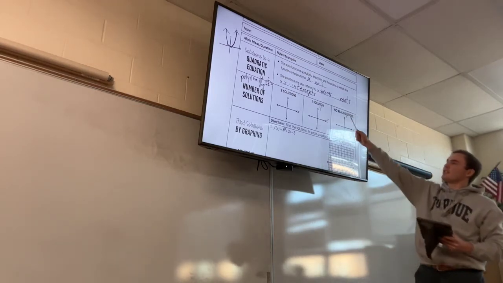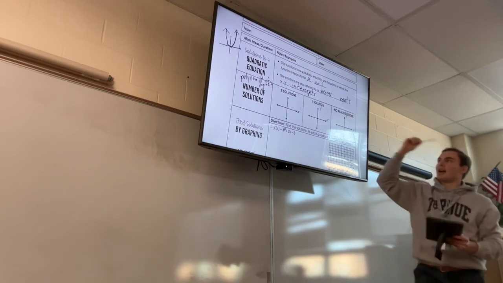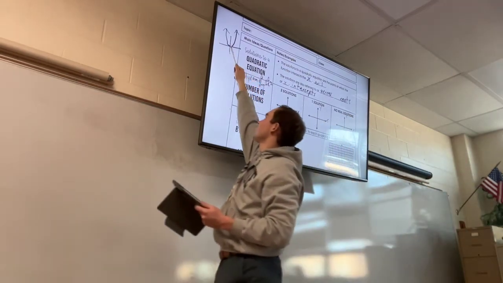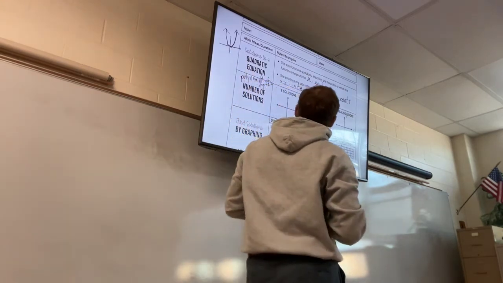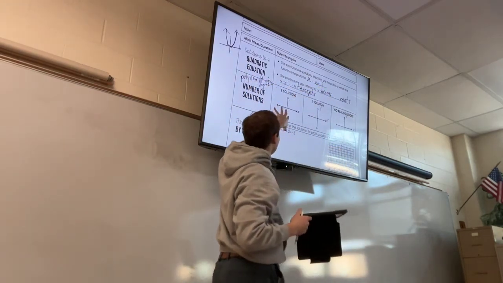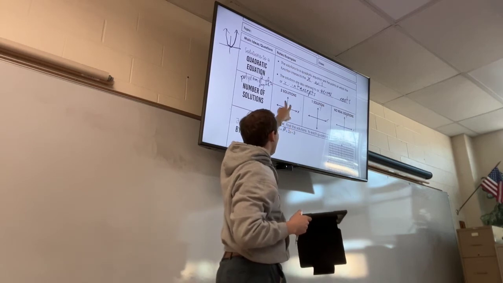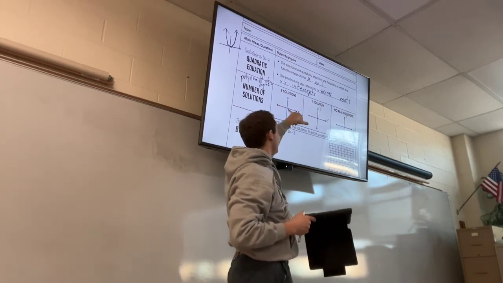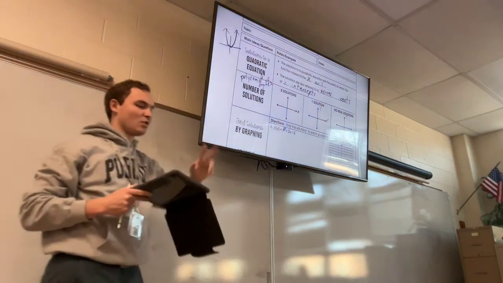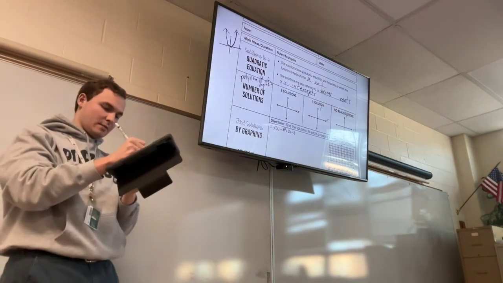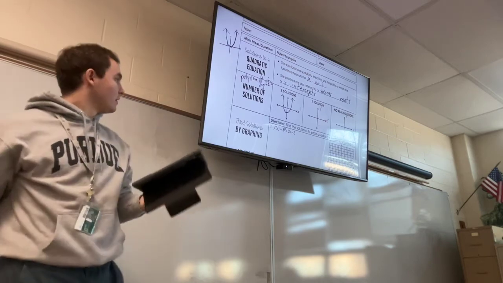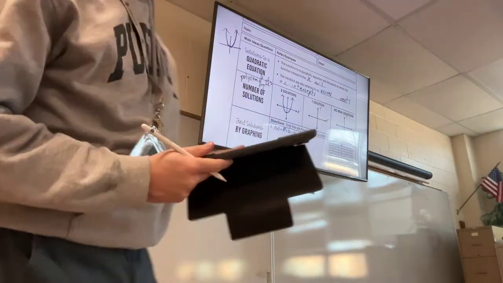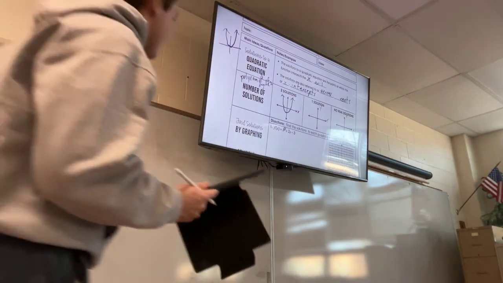So if the solutions of a quadratic equation are everywhere the graph intersects the x-axis, then if a quadratic has two solutions, how many times does its graph intersect the x-axis? Twice, yeah. So it's going to look something like this. It'll go straight through the x-axis twice.